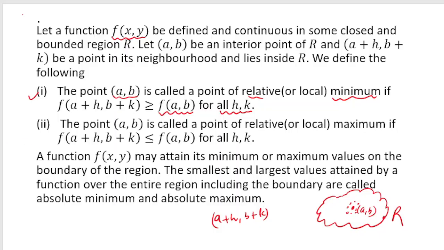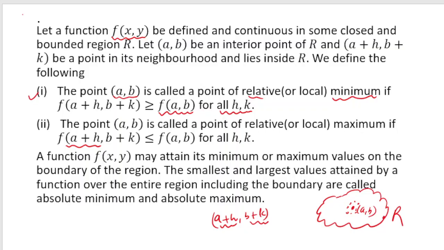Similarly, there may be another possibility that I calculate the function value at a plus h and b plus k, and if the function value at a plus h comma b plus k is less than or equal to the function value at a comma b for all possible values of h and k, then this point a comma b is said to be the point of relative maximum or local maximum. It means that the function value at a comma b is maximum in its neighborhood, right? So at a comma b it is maximum, and if you move in any direction around a comma b, the function value will decrease.